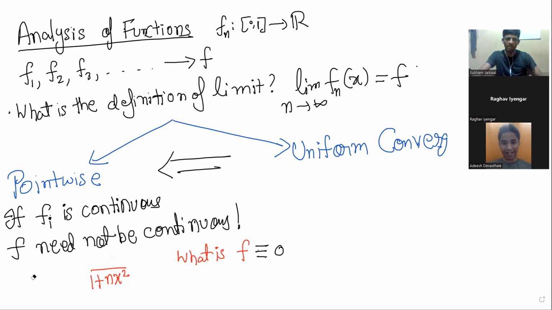Okay, so this is very simple. Now you guys give me some example where pointwise convergence doesn't imply that continuity is preserved.